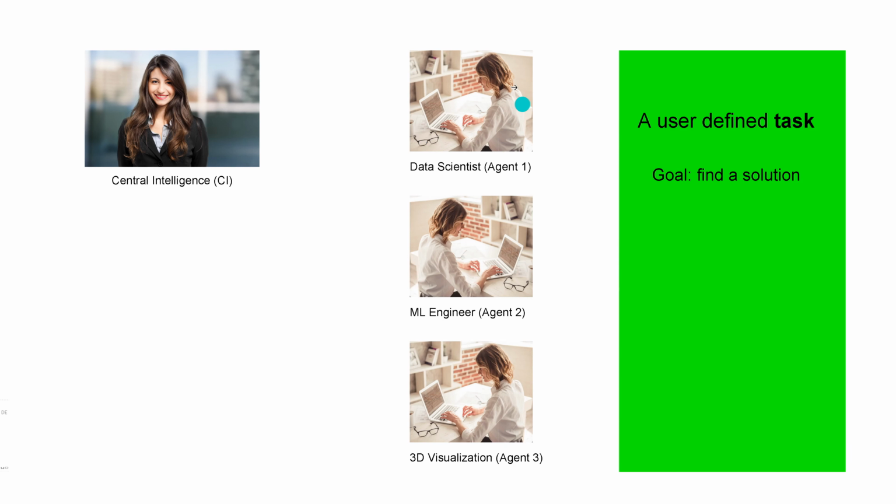So what do we have? We have agents instead of players. We have a data scientist, we have an ML engineer, we have here a specialist for 3D visualization. Those are our three human team members. And of course, we have a leader of the team. We have a central intelligence that says, hey, we have a defined task. Our client wants to do something. And our goal is to find a solution for our client for the task given. So you have a human team. And yes, you got it. This is also an analogy for our next step.